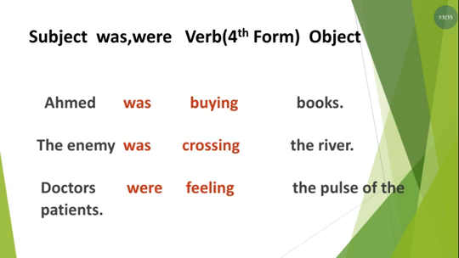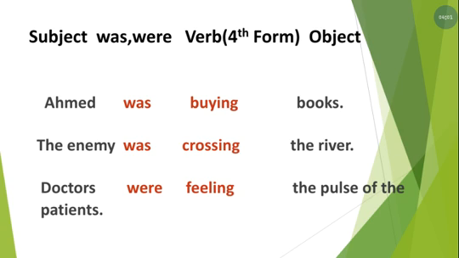Our next sentence is the enemy was crossing the river. So to make the sentences of past continuous, first you will write subject. The enemy is your subject. After that you will write the helping verb. Was is your helping verb and we use it according to the subject. Because your subject is singular, that's why we will use was here. The enemy was crossing. Crossing is your fourth form and at the end you will write the object. The enemy was crossing the river.